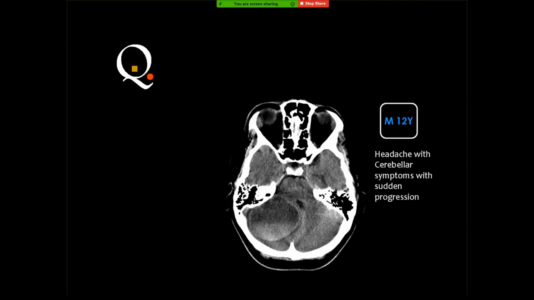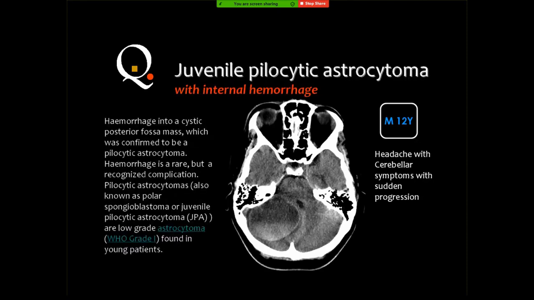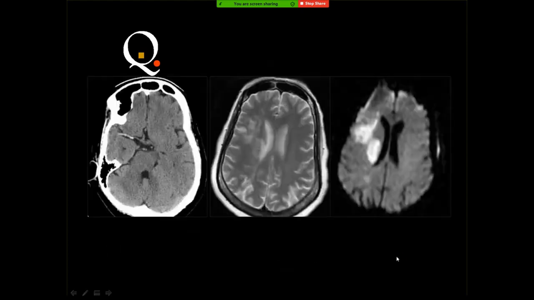Right cerebellar pilocytic astrocytoma. Very good. This is juvenile pilocytic astrocytoma with internal hemorrhage. And you remember that I have mentioned that one of the criteria of astrocytoma is it may contain blood or may contain contrast material that has diffused into the tumor itself, and this will mask the enhancing mural nodule.